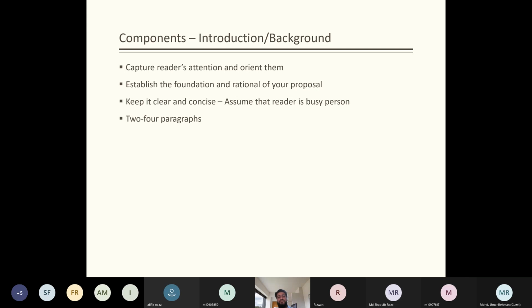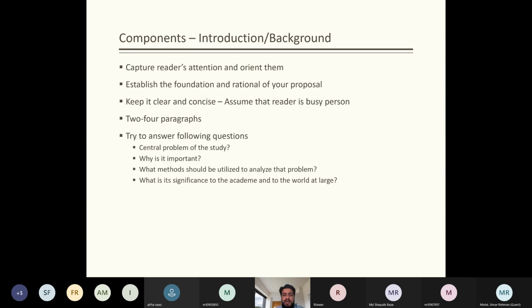Generally, it is typically 2 to 4 paragraphs, but it can change depending on the requirement of the application or the research proposal of any particular university. What you're trying to do in this section is answer the following question. You are trying to tell them the central problem of the study and, of course, why it is important. It needs to be important. That's why you are pursuing this study. You also talk about the methodology you're going to use to analyze that problem, and then its significance to academia and to the world at large.